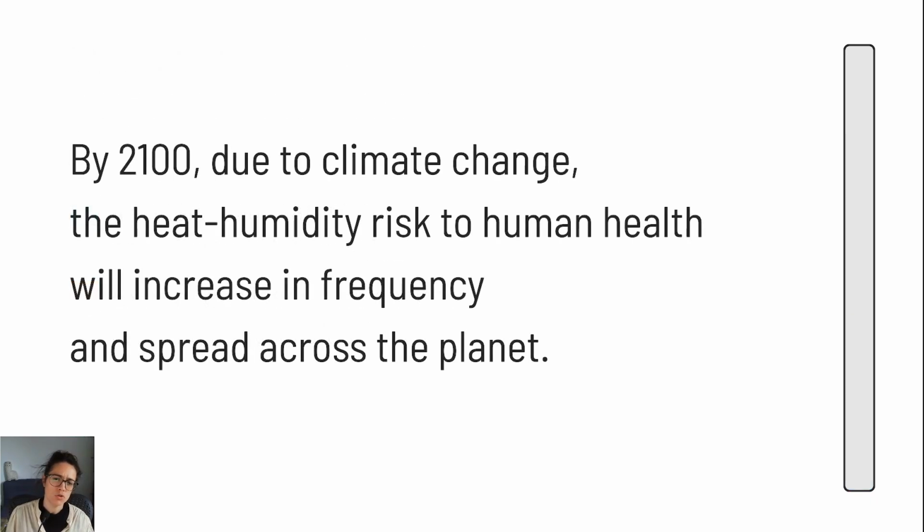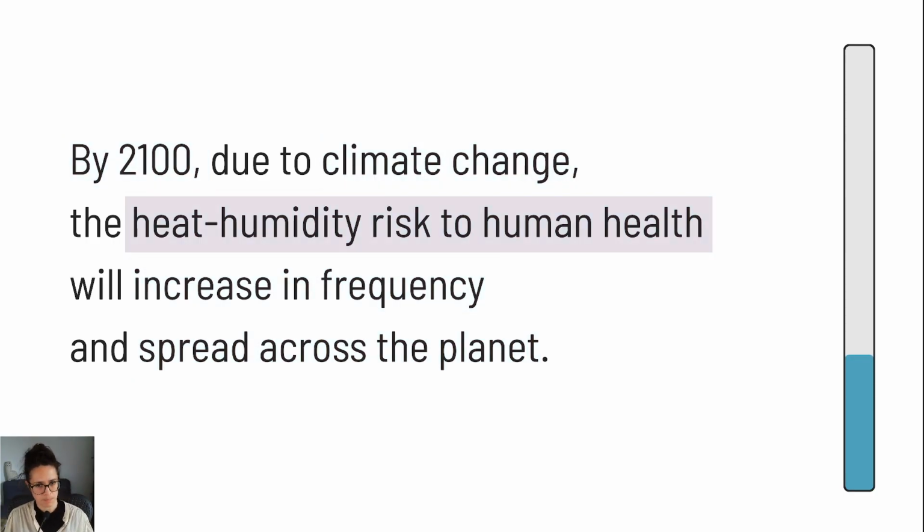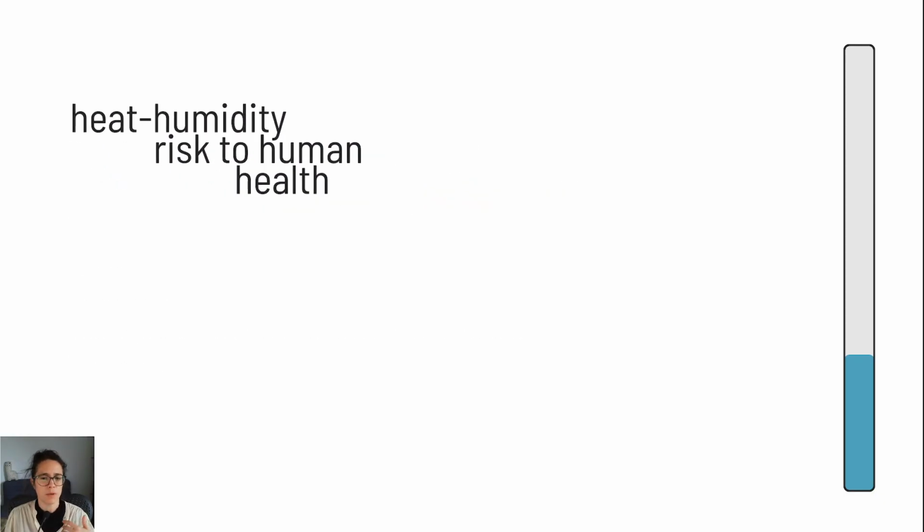Let's say I want you to learn this piece of knowledge. In 75 years, because of climate change, the heat humidity risk to human health will increase in frequency and spread across the planet. So let's consider how many pieces of information I want you to process at the same time. So that's probably manageable, but only if you know what this means. I don't know if everybody in this room knows what it means, so we're going to unpack these 6 words.